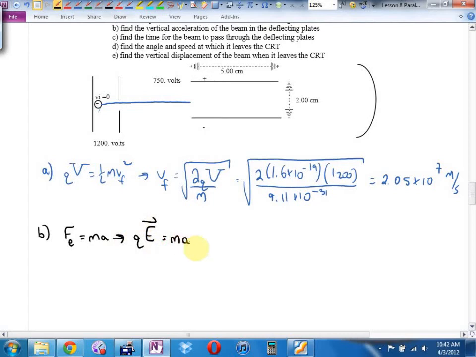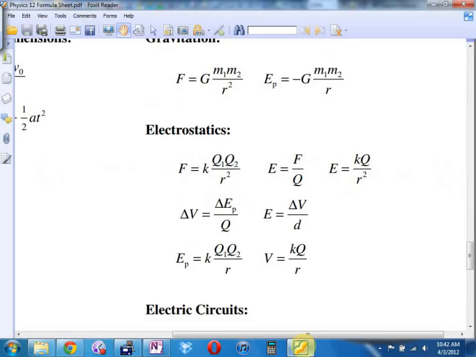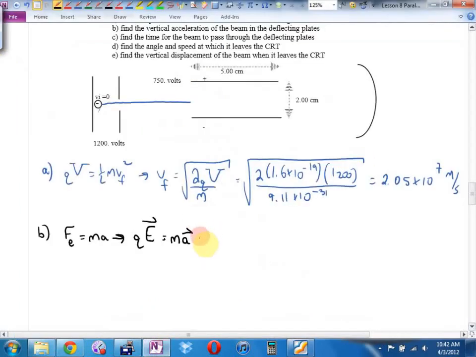Where E is the electric field. Which electric field? Am I going to use this one here, the one with the R squared? No, because that's for a point charge. I'm going to use the electric field for a voltage: change in voltage over distance. Q voltage over distance equals ma.